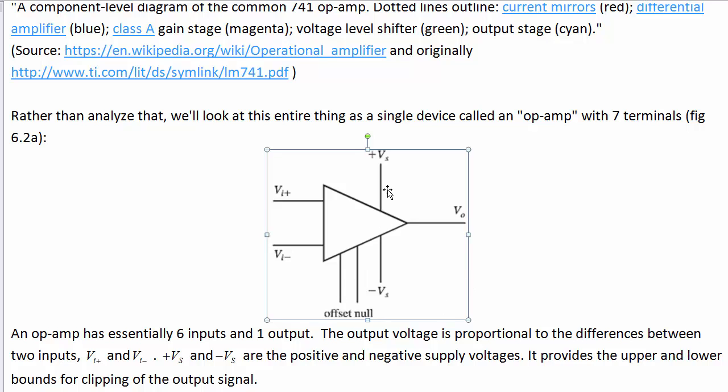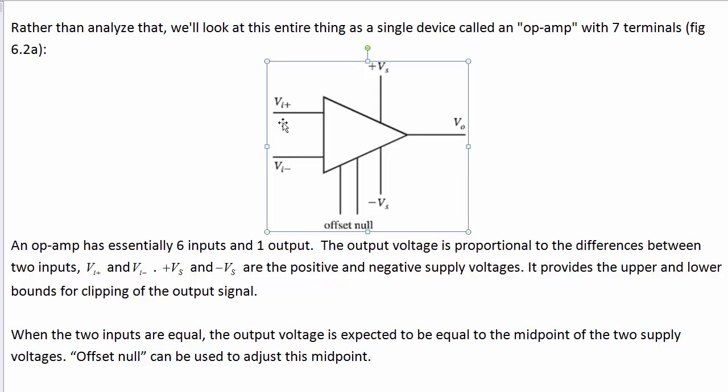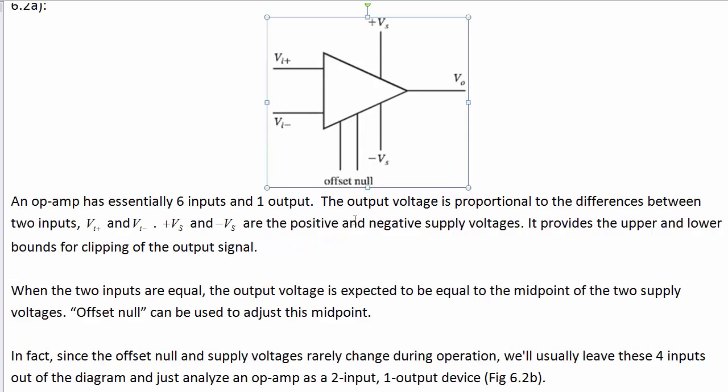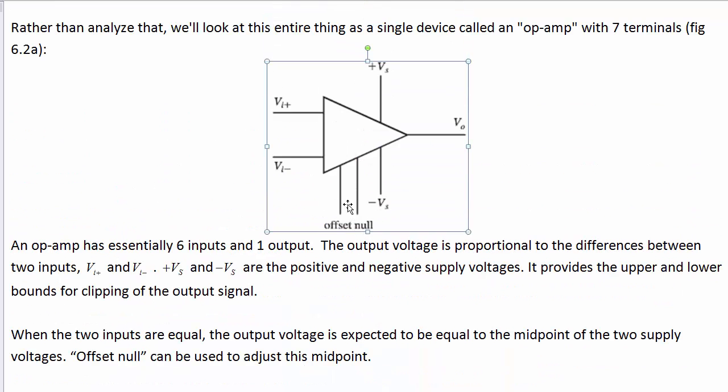So this is a 6 input, 1 output device. The inputs are the difference input here, VI plus, VI minus, just like we were dealing with in the differential amplifier, the positive and negative supply voltages, and something called offset null. The output is proportional to the difference in the inputs through some large gain factor, and if the input difference is 0, then the output can be offset through the voltages set at offset null. But most of the time we'll actually just ignore these pins.